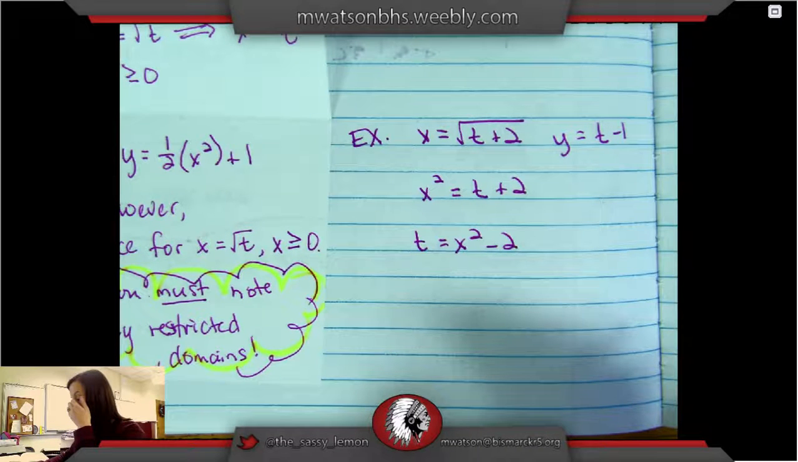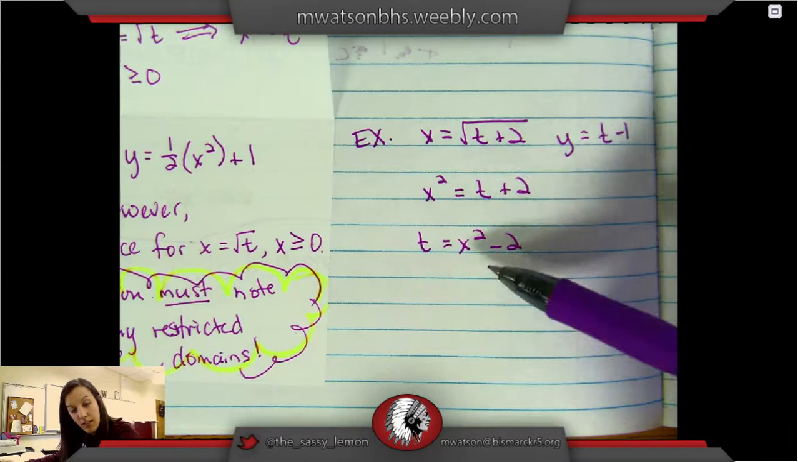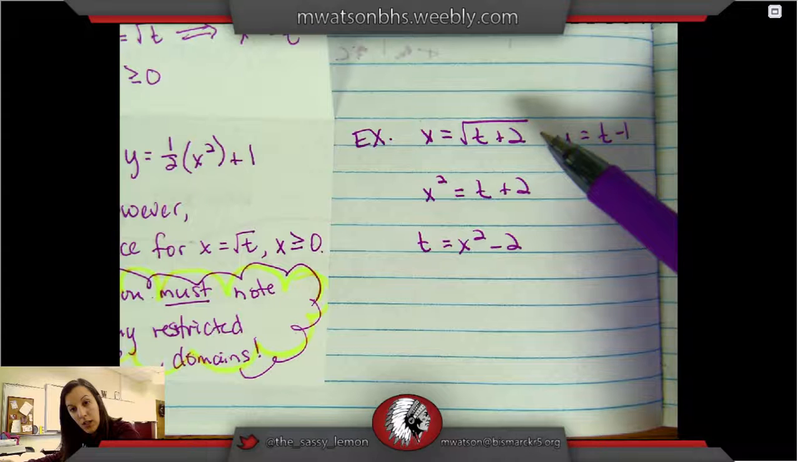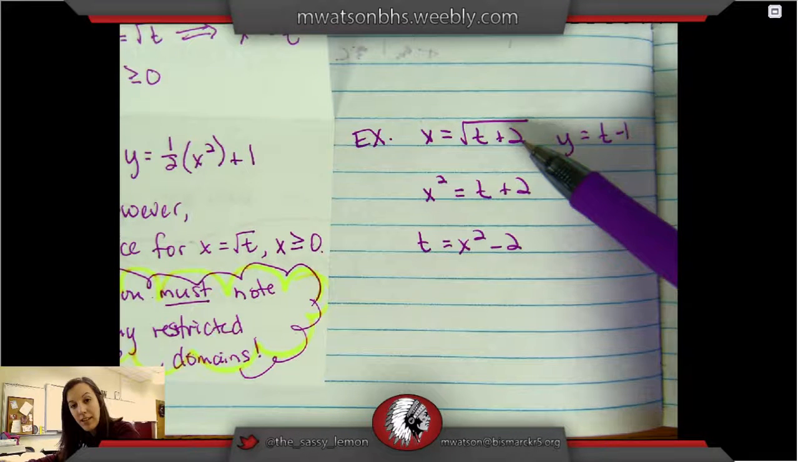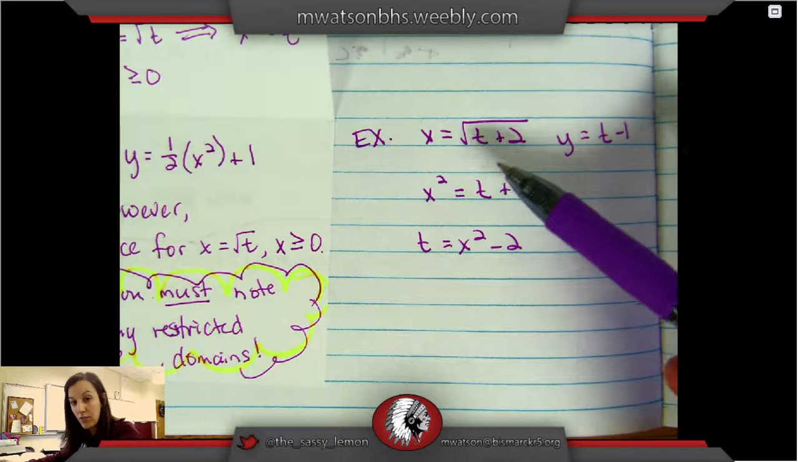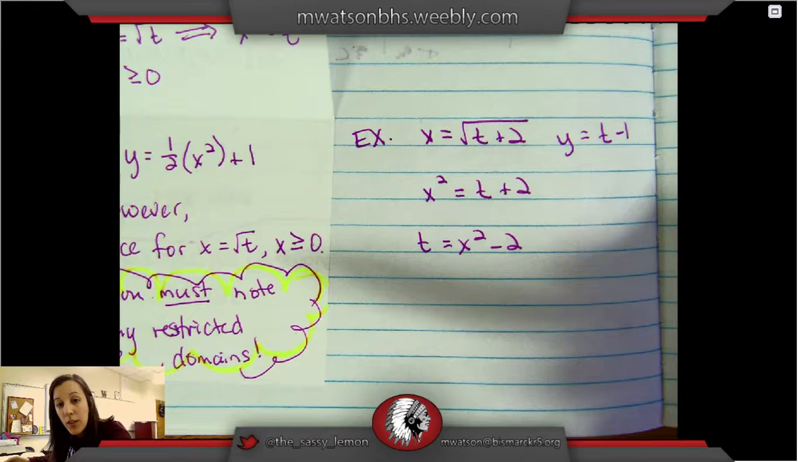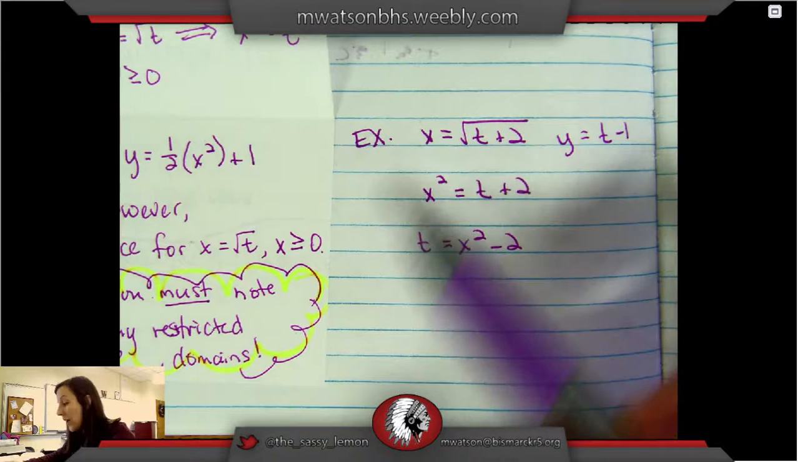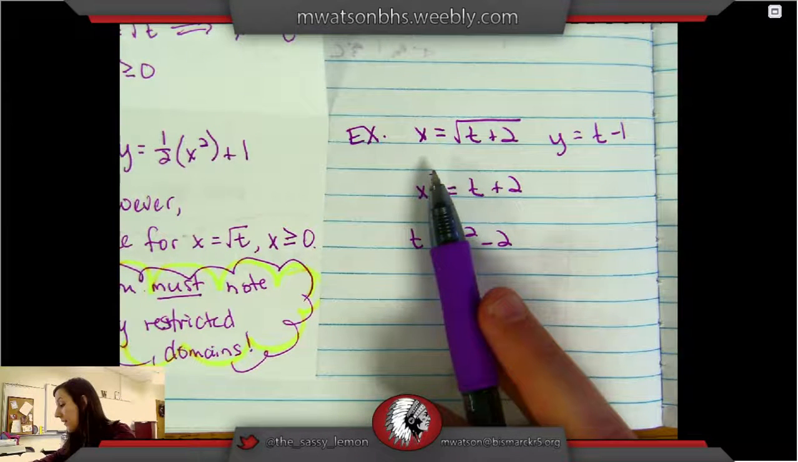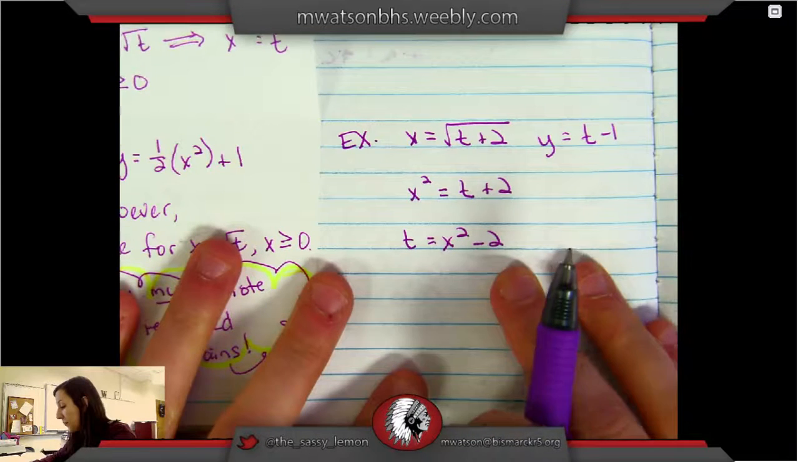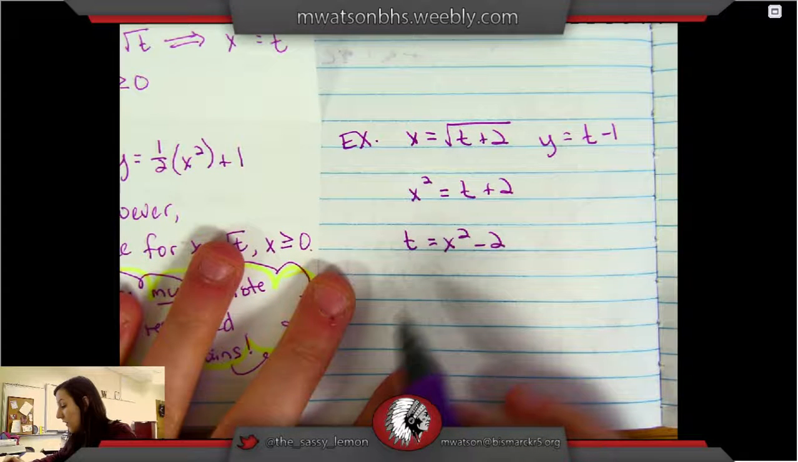Now we lost something when we did that though. When you square this, you take away the fact that t could only have been certain values. Okay, t could only have been -2 and up, which really limits what x could be. So x could only be 0 and positive numbers. So we need to note that restriction on the domain. So we'll do that whenever we write our final answer.